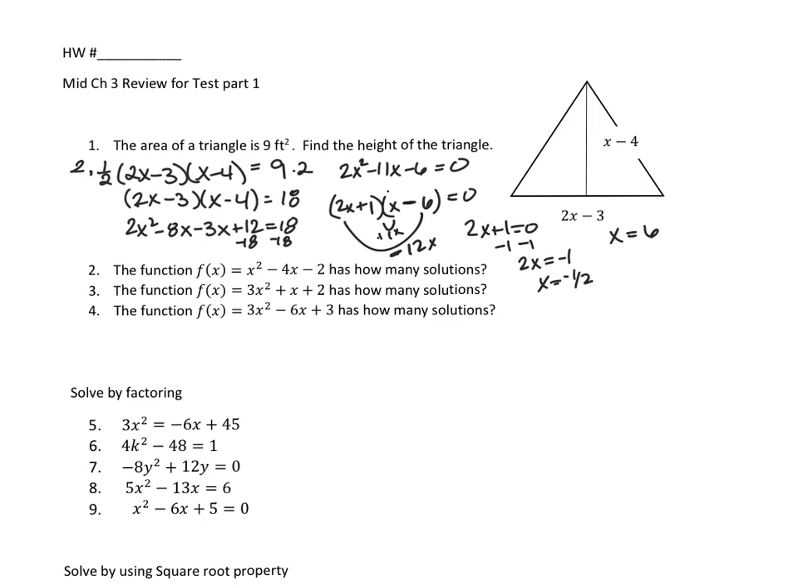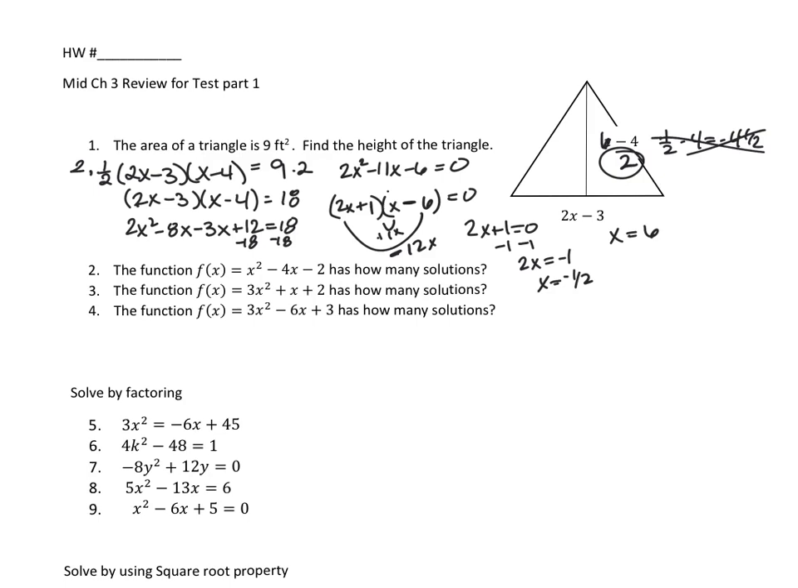So we can plug those in. If I plug in 6, 6 minus 4 is 2, so the height is 2. If I plugged in negative 1/2 minus 4, I get negative 4.5, and that doesn't work because height cannot be negative. So the height is 2, and the x value is 6.